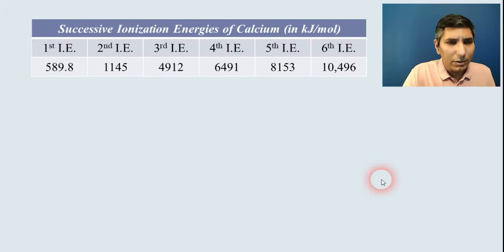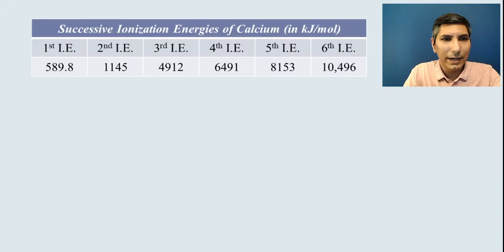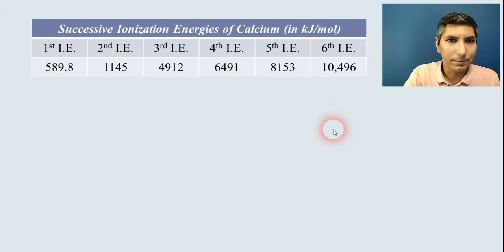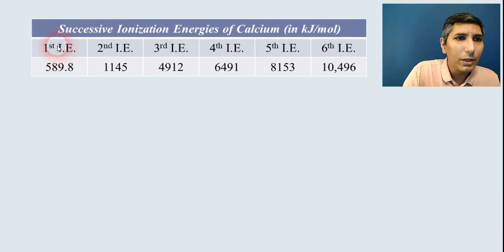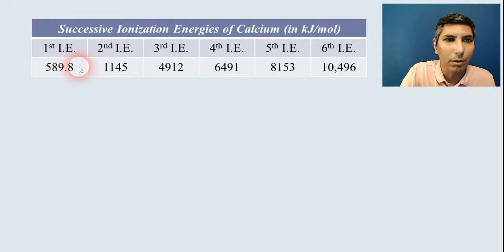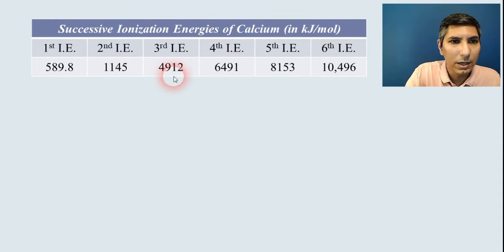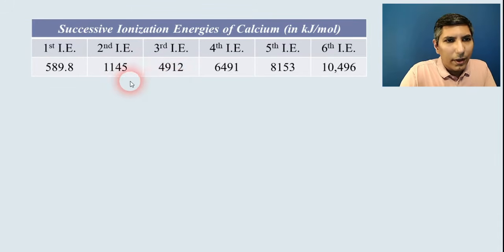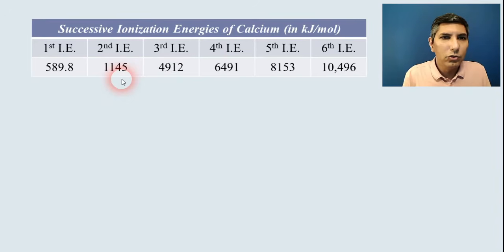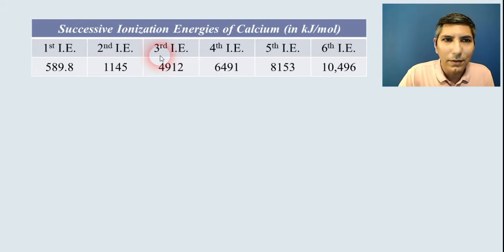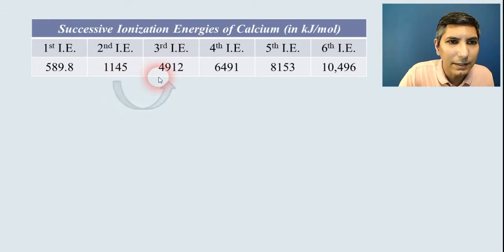Now let's talk about successive ionization energies in calcium. So what this means is, to take away the first electron for calcium, it's going to require about 589.8 kilojoules per mole. The second one is about 1145, and the third one is 4912. I want you to notice that there seems to be a huge jump in here somewhere. Can you tell where the huge jump is? Do you see that the big jump is from the second to the third?